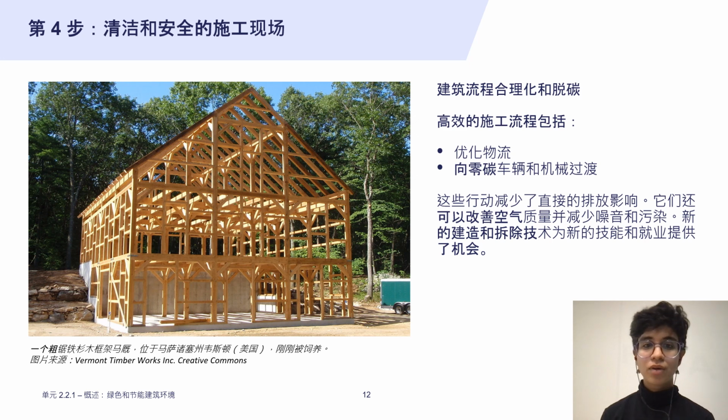The last step of the clean construction hierarchy is transitioning towards clean and safe construction sites. Efficient construction processes include optimizing logistics and switching to zero carbon vehicles and machinery. These actions reduce direct emissions impact. They also improve air quality, reduce noise pollution, and minimize waste. New construction and deconstruction techniques provide opportunities for new skills and jobs.